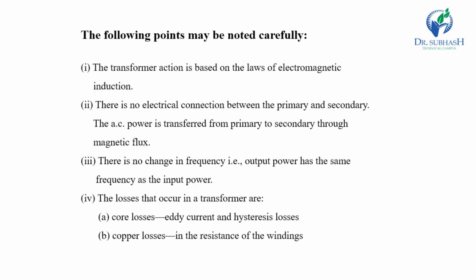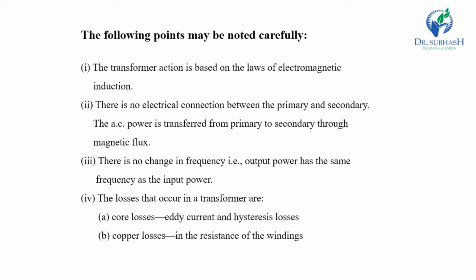Now some of the following points may be noted here. The transformer action is based on the law of electromagnetic induction. Here we have one core, and in this core there are two limbs. In these two limbs we have attached two windings, and when current flows in one winding, a flux will be produced, and this flux will flow through the core to the secondary winding, and there is an electromagnetic induction effect, as we have seen.